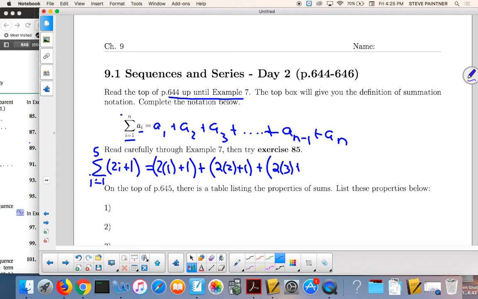Again, I hope if you did yesterday's assignment, finding out what these individual sequence terms are is pretty intuitive to you by now. If you haven't done the exercises from 8.1, I would stop the video right now and do those.